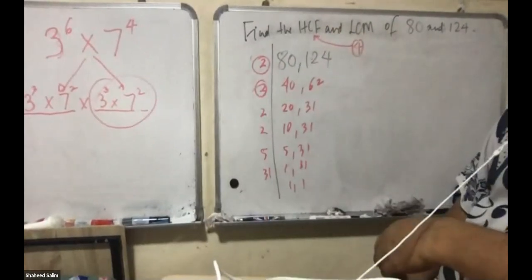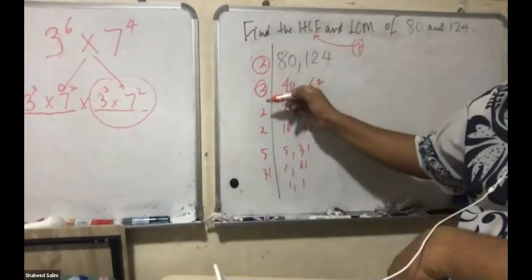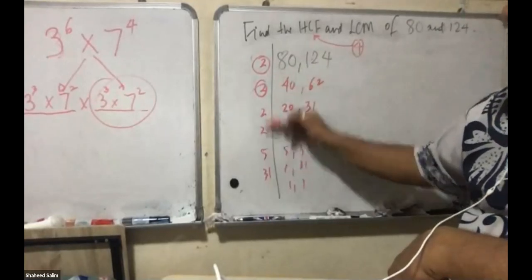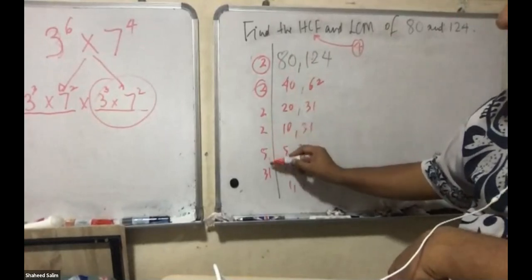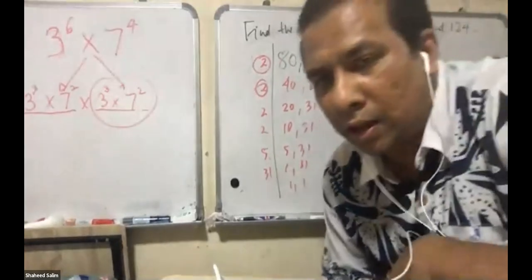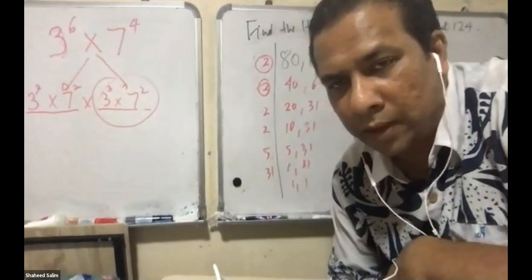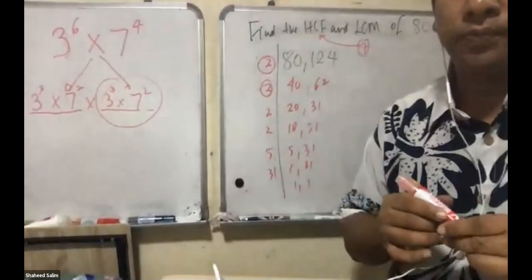And next one, what's the LCM? 2 times 2 times 2 times 2 times 5. This is really 2 times 2 times 2, 8. 8 times 2, 16. 16 times 5 is 80. 80 times 31, is it 2480? Yeah? So 2480 it is.